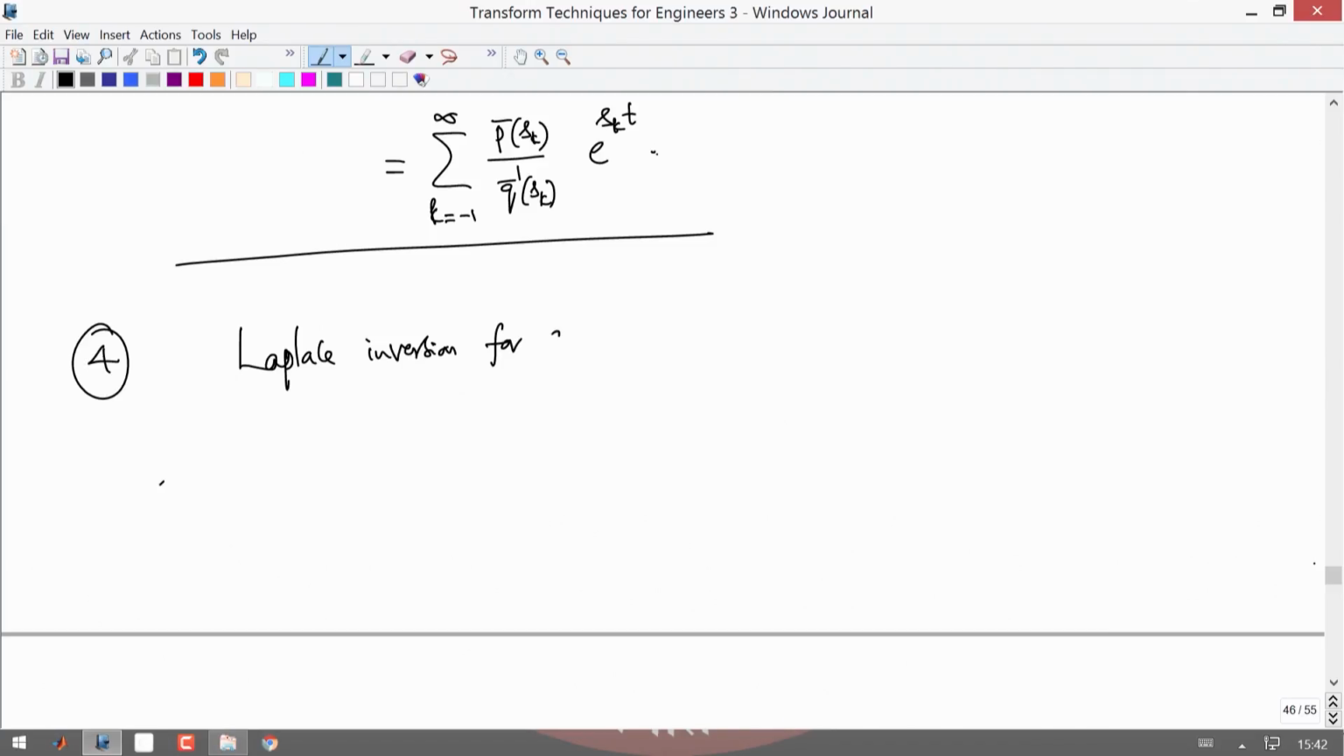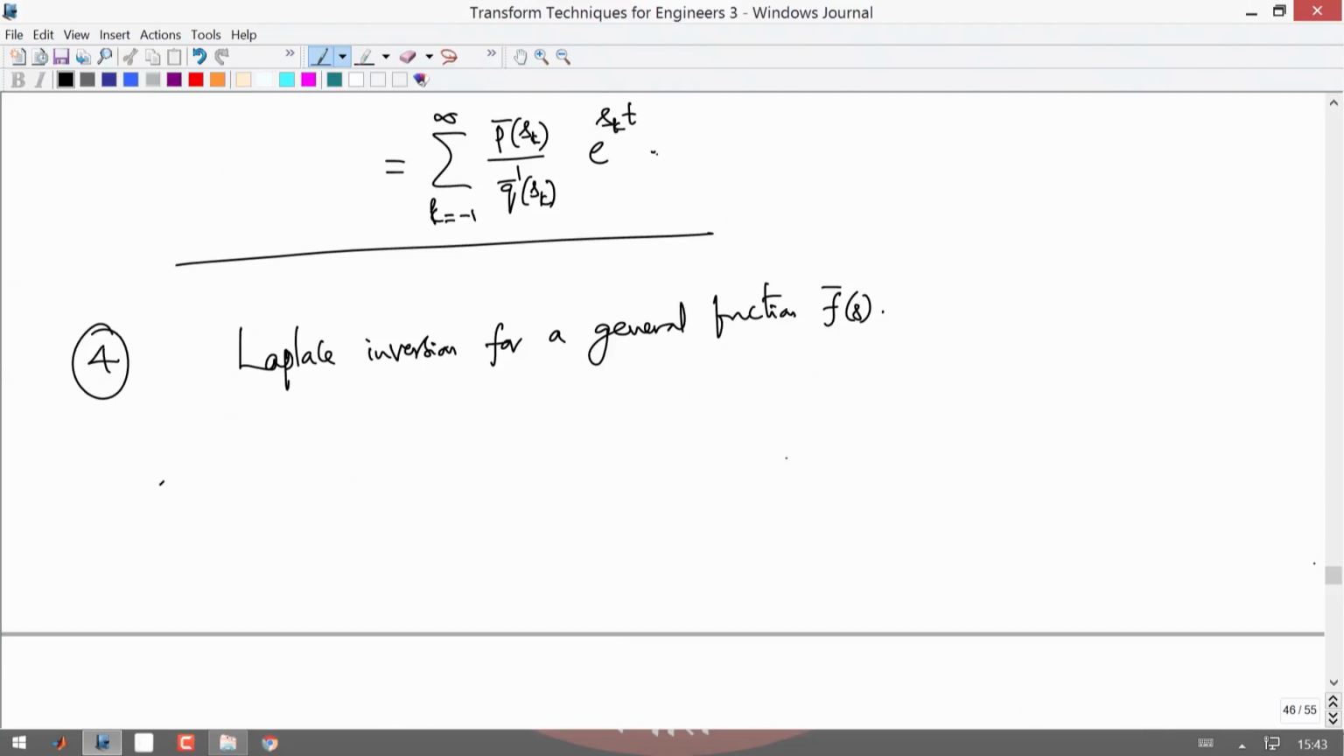for a general function f bar of s. Okay. So, how do I do this? If you have a rational function, with polynomial by polynomial, you can do partial fractions. If it is a product of two Laplace transforms, you can use a convolution. If it is again polynomial by polynomial with distinct roots, you can use the Heaviside expansion theorem.